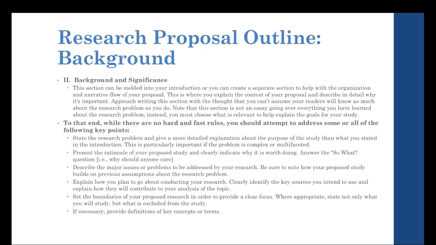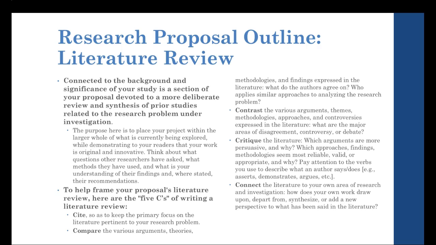Your introduction leads us into having a solid understanding of your topic, but the background and significance let us know more deeply about your topic and how significant it really is. After you've laid out your purpose statement and background and significance section, it's important to move into your literature review. In your literature review, you need to make sure you utilize the 5 C's. You need to cite, compare, contrast, critique, and connect the literature to your own area of research.